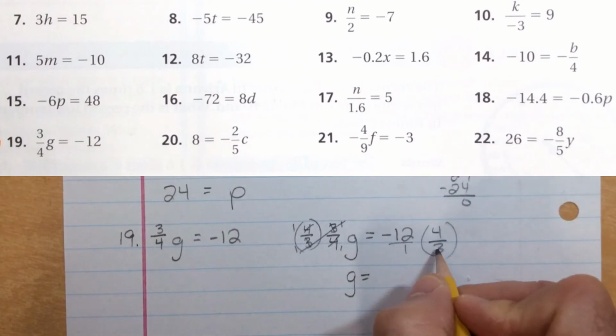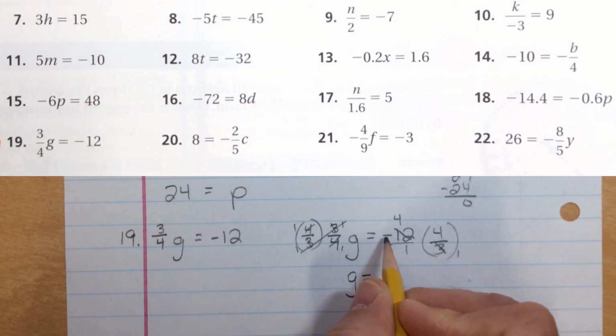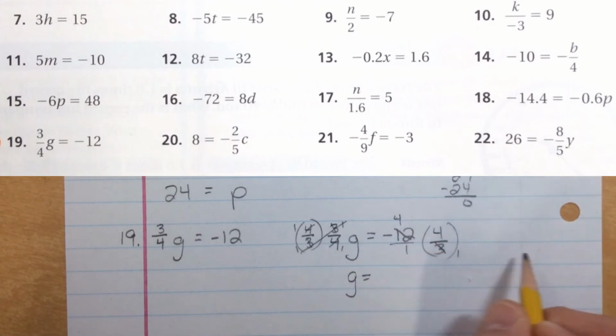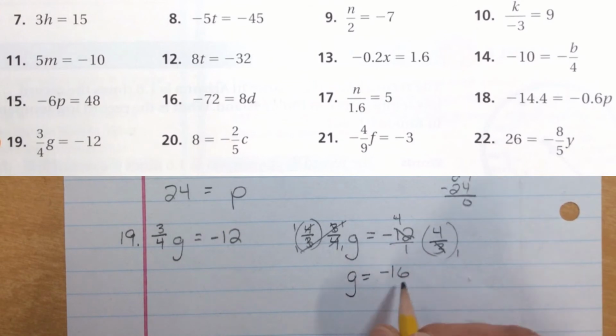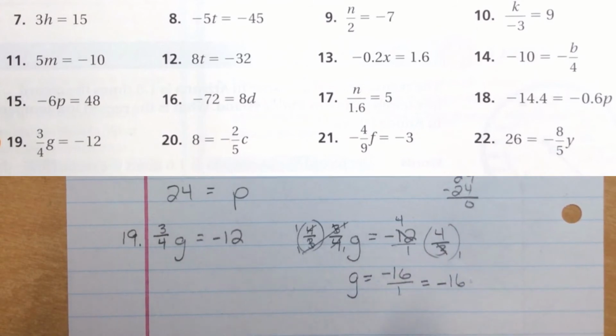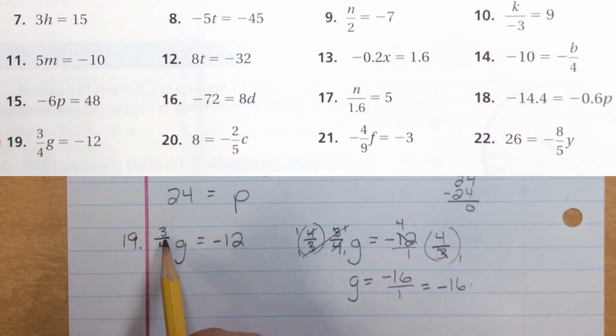Over here, 3 goes into 3 once and 3 goes into 12 4 times. So I have negative 4 times 4 across the top to get negative 16, and 1 times 1 on the bottom, so it's negative 16/1, which is just negative 16. So g equals negative 16. And how did I do that? I multiplied both sides by the reciprocal here, which is 4/3.